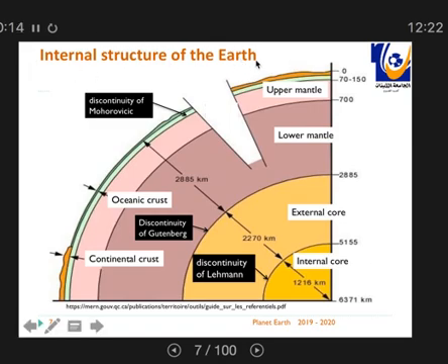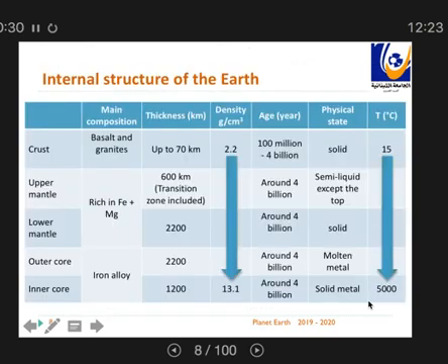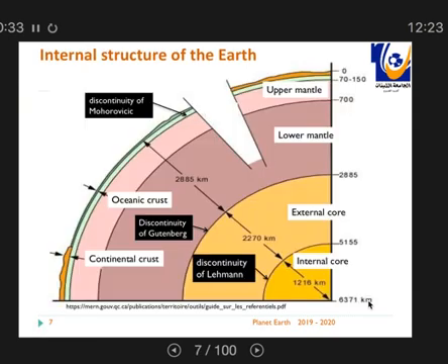So this is the internal structure of Earth. We have some key numbers repeated here in the table. Just keep this structure in your head. You have the crust at the top, the upper mantle, the lower mantle, the external core, and the internal core, and all of them make 6,371 kilometers, which is the radius of Earth, a key number.